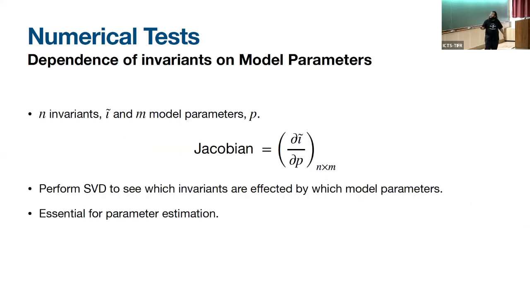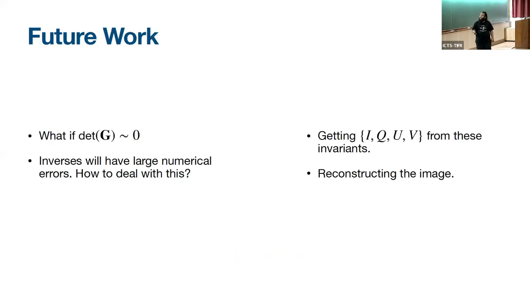The other thing which we wish to do is that we wish to construct Jacobian matrices by seeing how these invariants depend on the model parameters, which would then be, if there are n invariants and m model parameters, an n cross m matrix. And we wish to perform SVD, singular value decomposition, to see which invariants are affected by which model parameters. And this would be essential for parameter estimation, but this is still a work in progress.